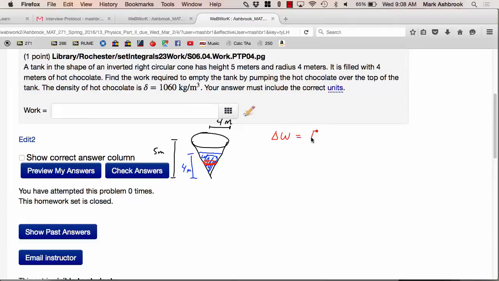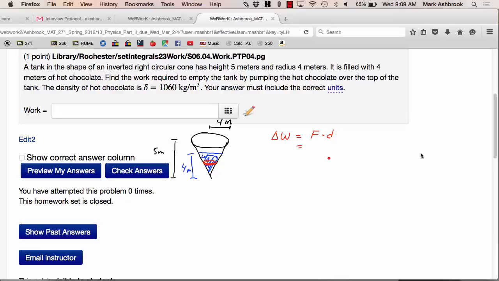And work is force times distance. What's the force to lift something? It's weight. Weight is a type of force. And what are the units for weight or force in English? Pounds. In the metric system, what are our weight or force units? Newtons. Okay? So this is going to be newtons.